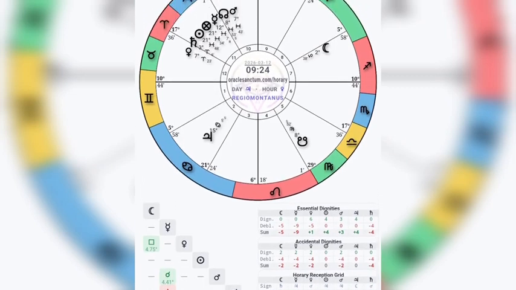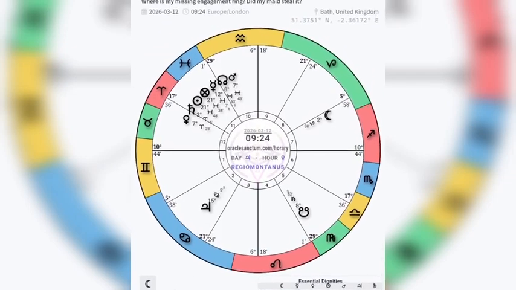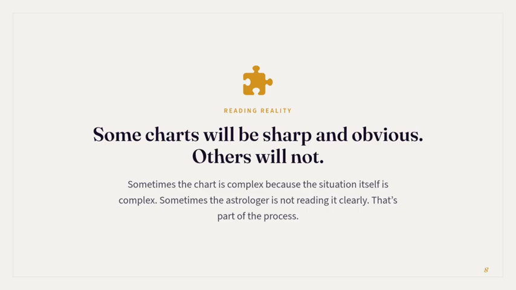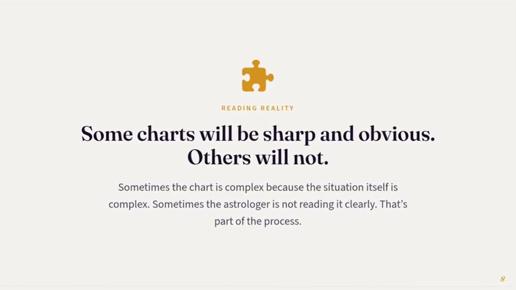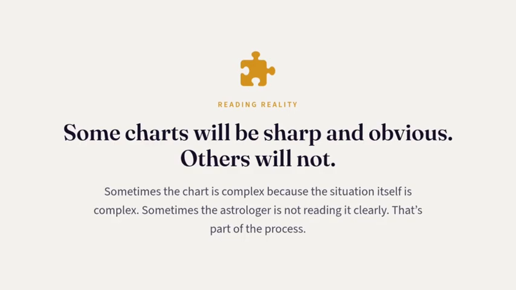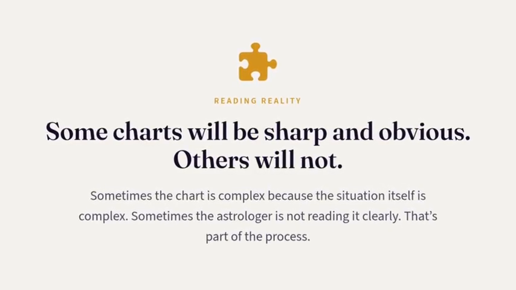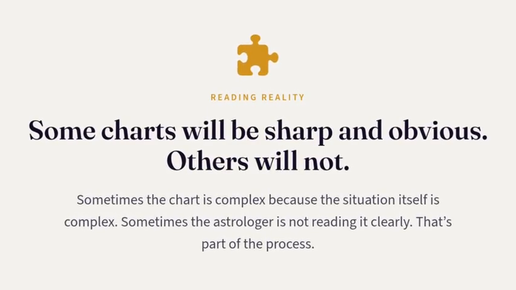You are going from A to B. You don't need to buy a Lamborghini for that. Just drive the car that gets you there. Some charts will be sharp, obvious even. Others will not. That is not your fault. Sometimes the chart is complex because the situation itself is complex. Sometimes the astrologer, that is you, is not reading the chart clearly. That is part of the process.